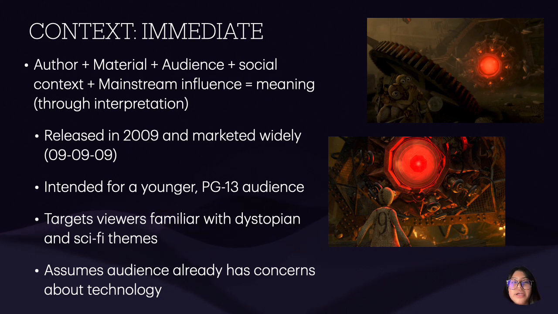So, when it comes to the immediate context, to fully understand the meaning of Nine, we can apply our lecture's idea from Dr. Bell that meaning is shaped by the interaction between the author, the material, the audience, and the social context. This means that meaning does not just exist in the film itself, but it is created through how audiences interpret it based on their own experiences and the cultural moment in which they view it.